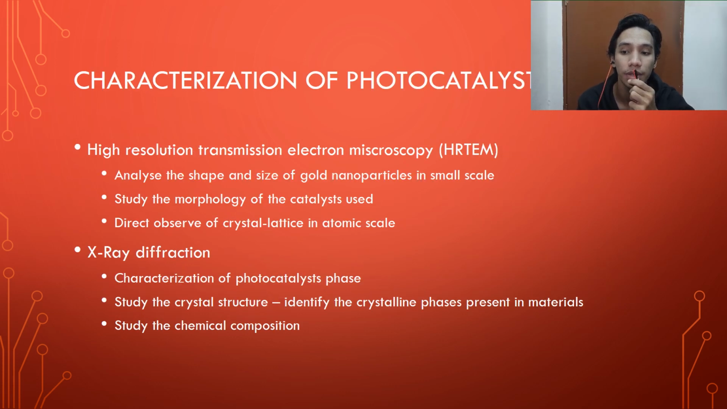Then the characterization of photocatalysts. HRTEM, or high resolution transmission electron microscopy, we use it to analyze the shape and size of gold nanoparticles on a small scale. Then we also study the morphology of the catalyst used and directly observe the crystal lattice at atomic scale. For X-ray diffraction, we characterize the photocatalyst phase. We study the crystal structure by identifying the crystalline phases present in materials. Then we also study the chemical composition.